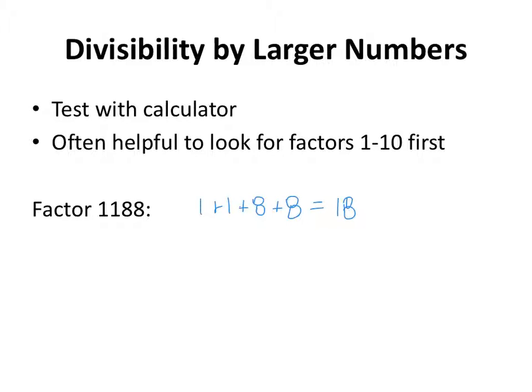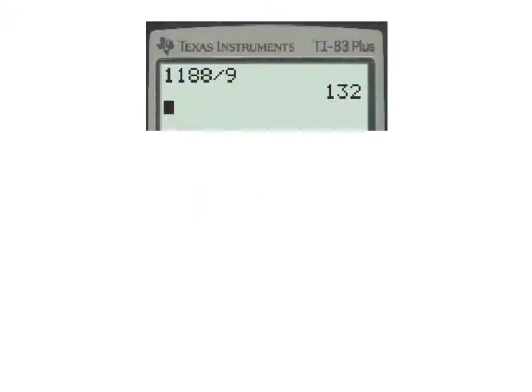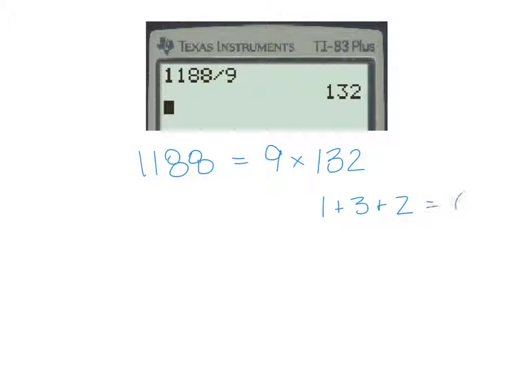Let's use our calculator to check this out. Testing on our calculator, we see that 1,188 can be considered as 9 groups of 132. I wonder if that 132 can be broken down any more. Well, I notice that it's even, and if we consider those digits, 1 adding 3 adding 2 is 6. That's a multiple of 3. It's even and a multiple of 3. 132 must have a factor of 6.